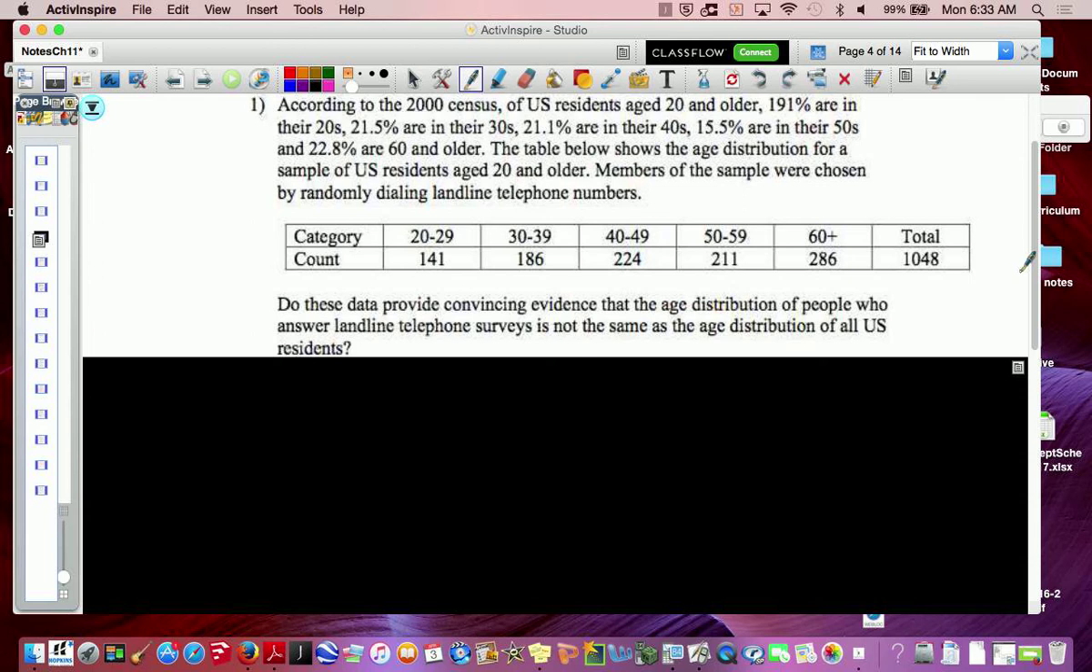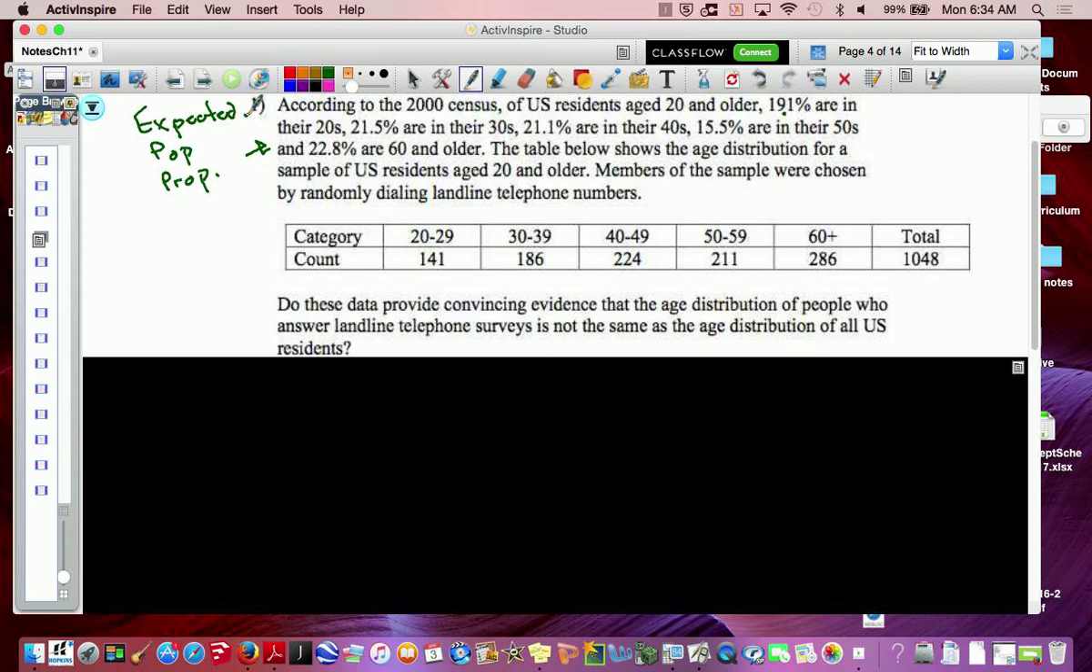So here's how the problem basically goes for this first example. It says, according to the 2000 census of U.S. residents aged 20 years and older, and this first one should have said, in this little typo, 19.1% are in their 20s, 21.5% are in their 30s, 21.1% are in their 40s, 15.5% are in their 50s, and 22.8% are 60 years and older. You can think of all of these that they just gave you as the population proportions. These are our expected proportions.